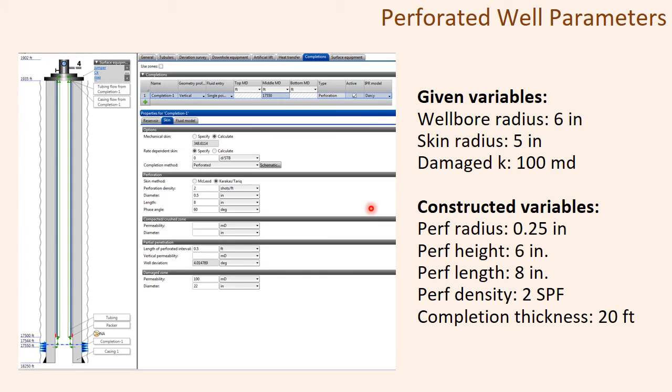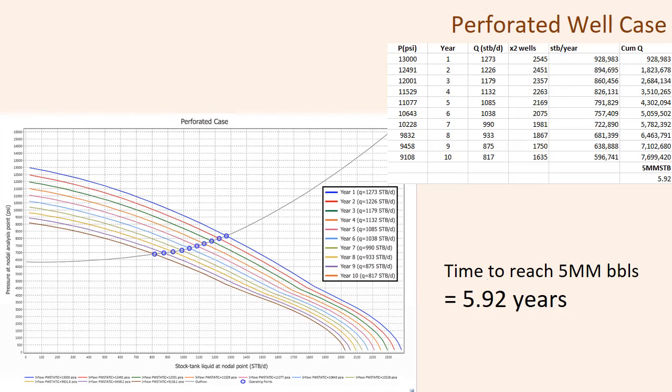In the case of our perforated well, we have come up with some parameters that were needed in PipeSim in order to run our nodal analysis. In this graph, we can note that our initial production for the perforated well is very low in comparison to the other sets of parameters. It starts at 1,273 stock tank barrels per day and has a well life of under 6 years.